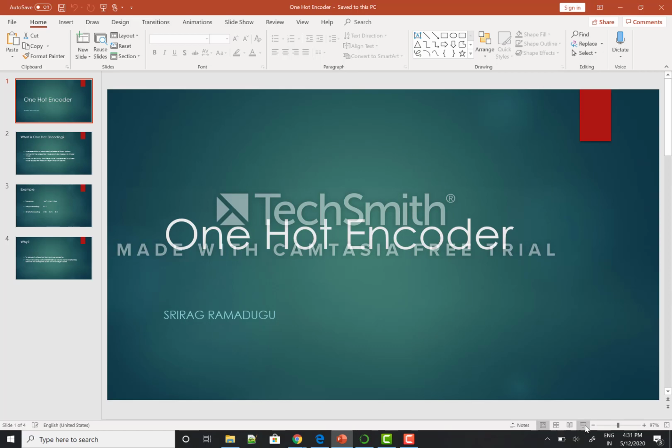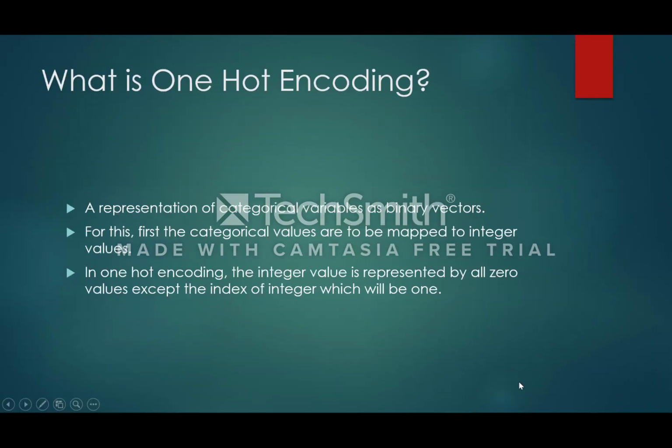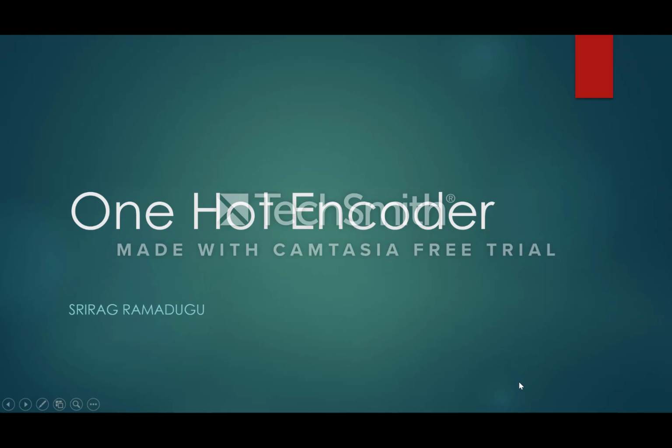So what are these one-hot encoders and when do we use them? Basically, machine learning algorithms cannot work with categorical data directly. Categorical data must be converted to numbers so that the machine learning algorithms can learn the patterns. So in this video we'll go through an example to see how a one-hot encoder works.